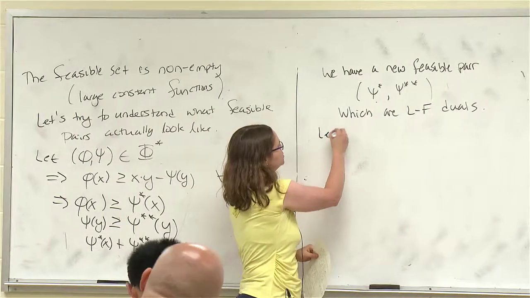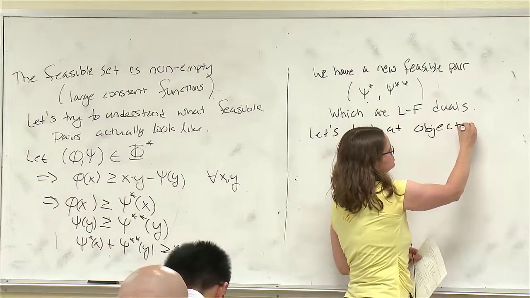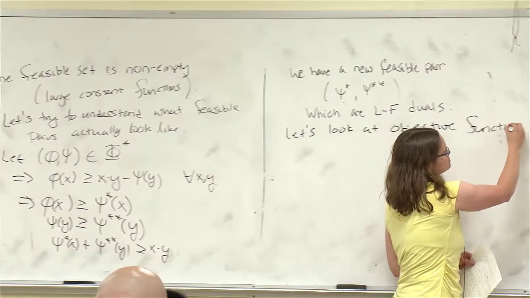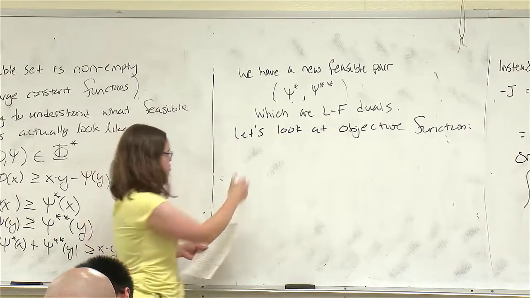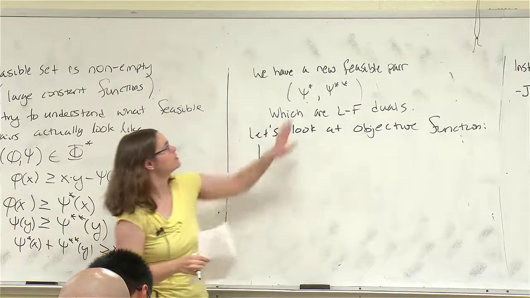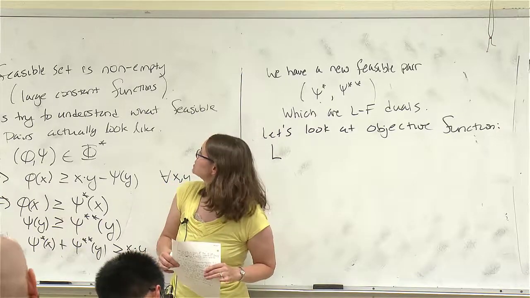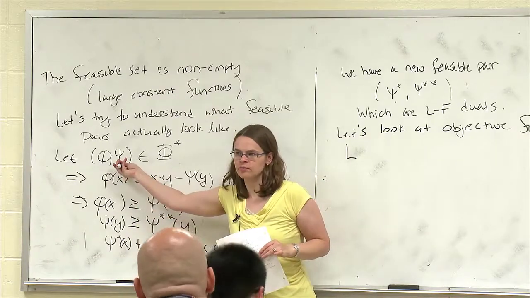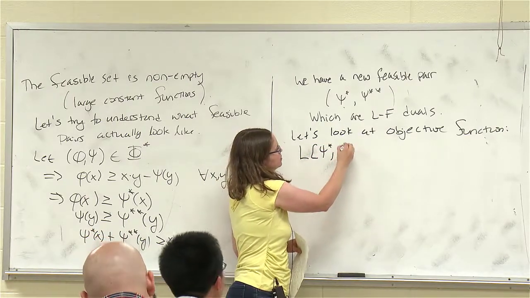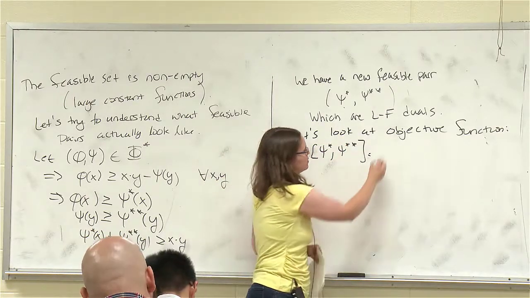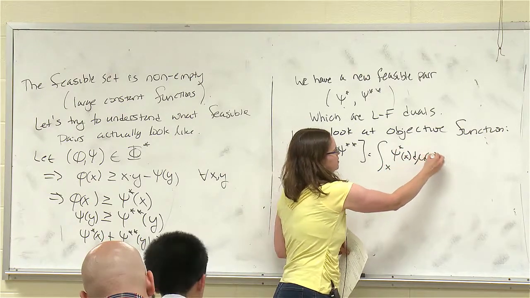So let's look at the objective function. Okay, so what's our objective function? Our objective function is L, and now I'm going to try to put in this new pair, and I want to try to show that it reduces the cost as compared with the pair I started with. So c star, c double star. This is an integral of c star and an integral of c double star.